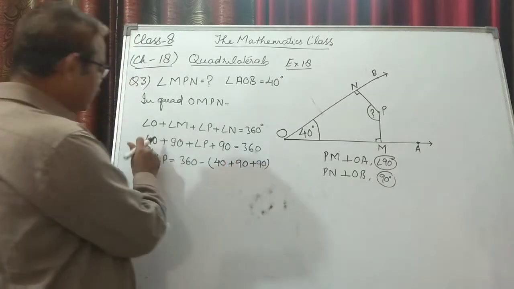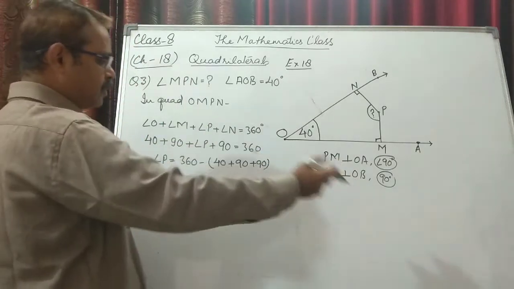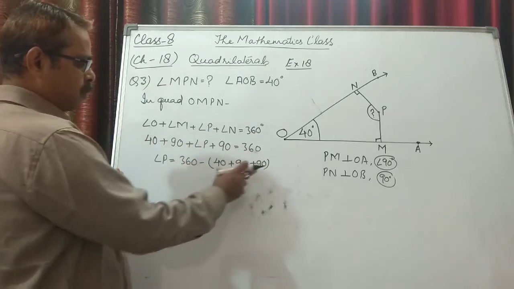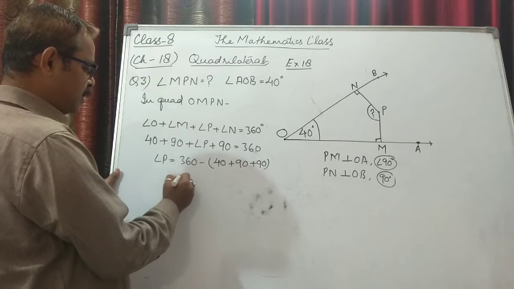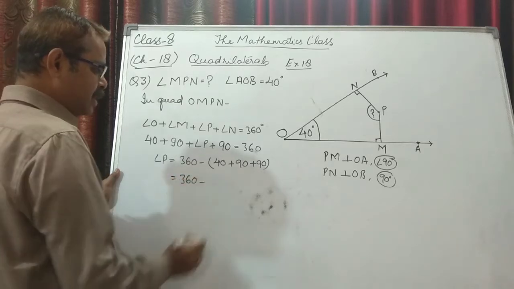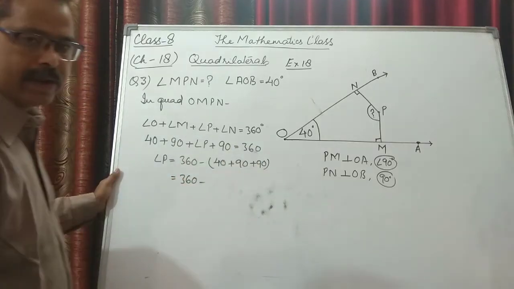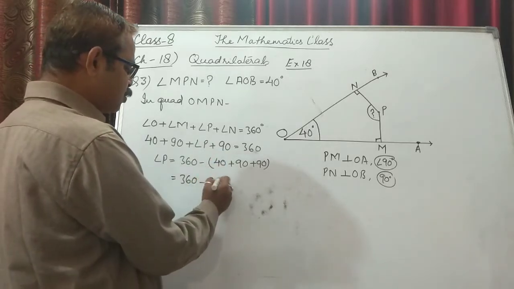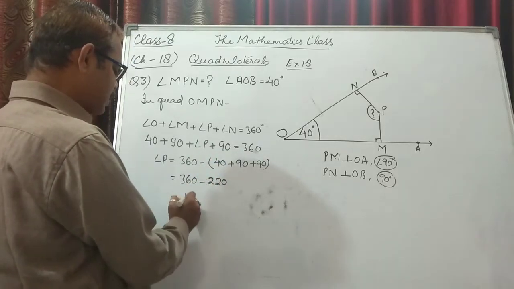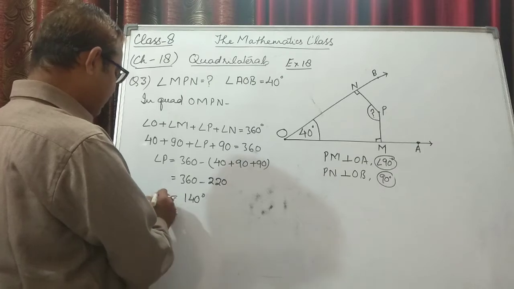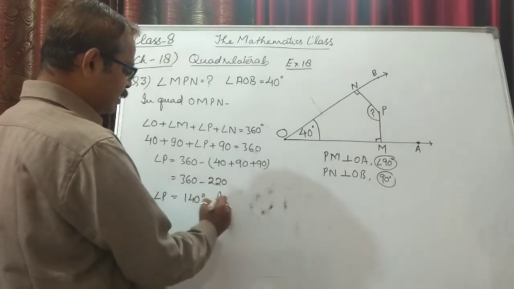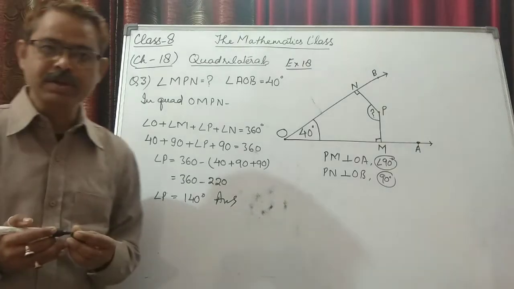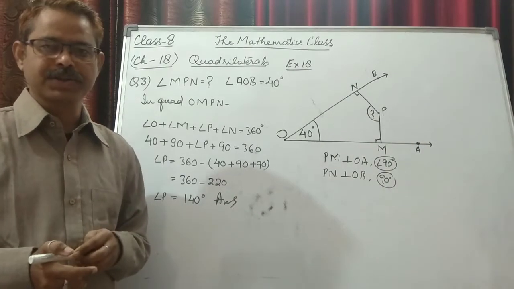What we did? All these angles move to the other side of the equal sign, and since they change their signs, I have taken minus common in the total of the angles. So that can be written as 360 minus, 90 and 90 is 180, 180 and 40 is 220. So minus 220, it will come as 140 degree. That is angle P. That is the final value. I hope you would have understood this question. Now we move on to the next question.